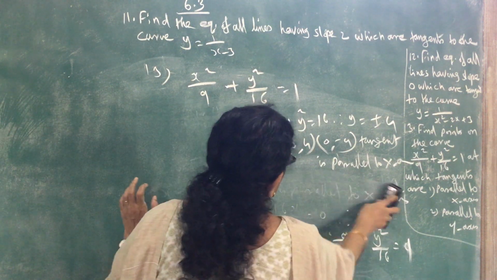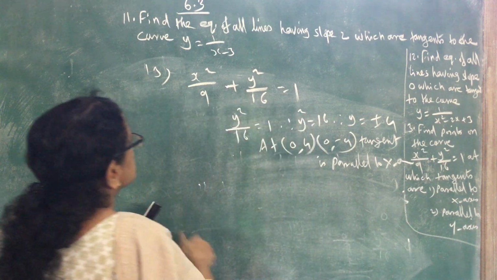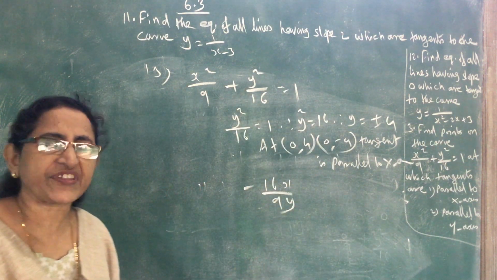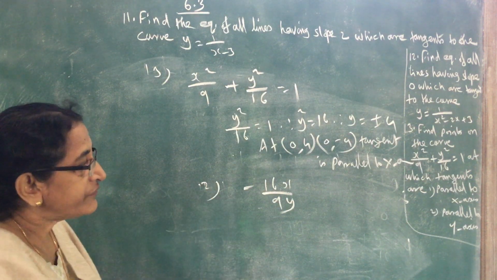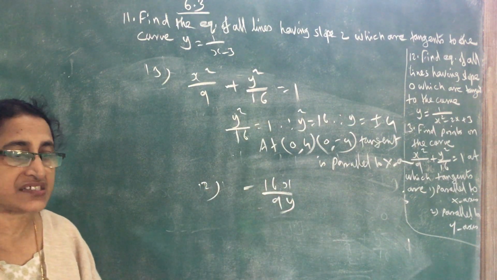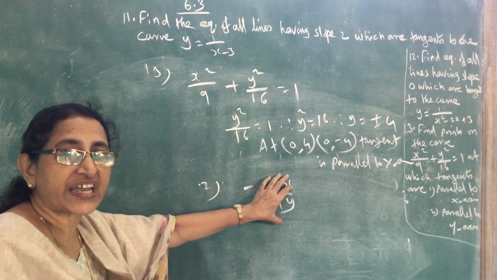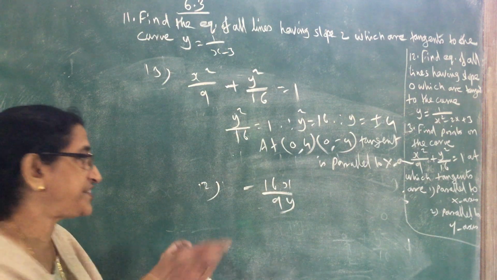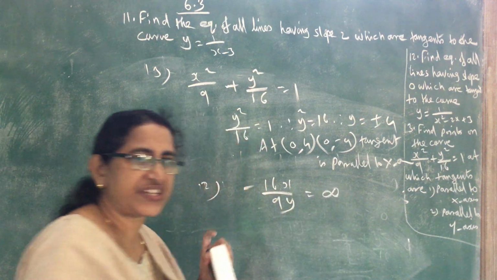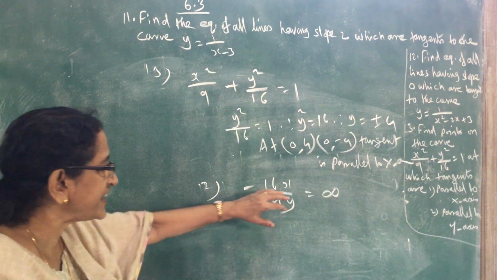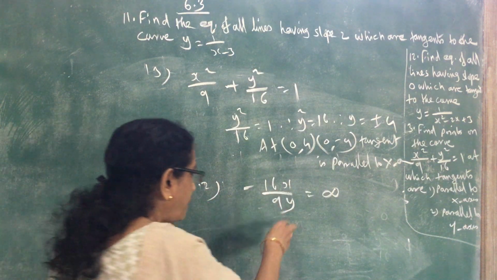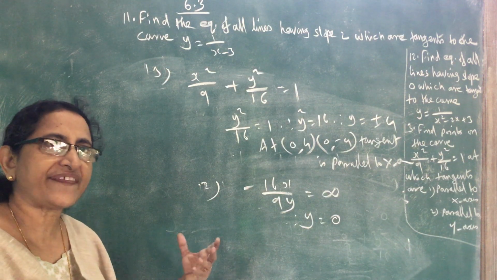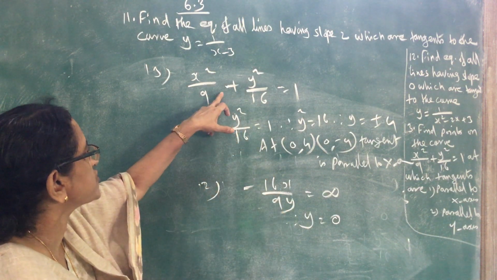Now the second one, parallel to the y-axis. We got minus 16x by 9y as the slope of the tangent. Now the second question: when the tangent is parallel to the y-axis, the slope of the tangent is infinity, that is not defined. That means the denominator is equal to 0. Therefore y equal to 0. So the y coordinate is 0.